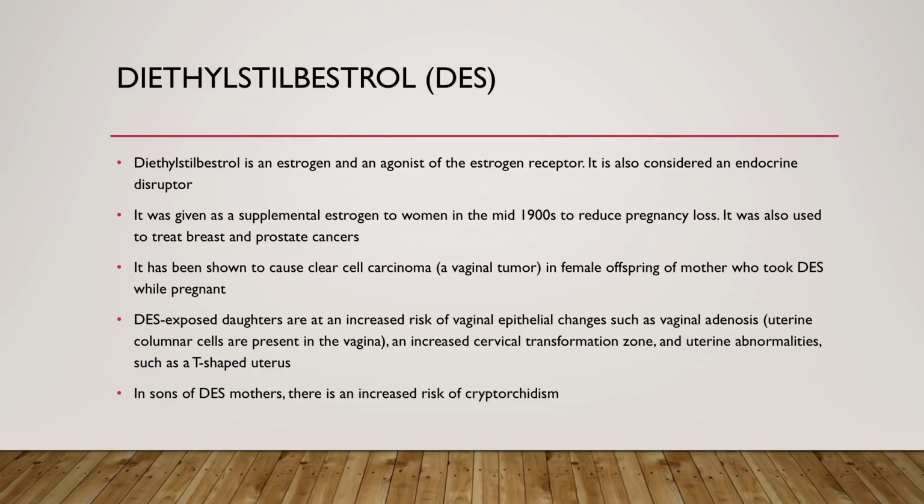DES-exposed daughters are at an increased risk of vaginal epithelial changes, such as vaginal adenosis, which is when the cells from the uterus actually are present in the vagina, as well as an increased cervical transformation zone and uterine abnormalities, such as a T-shaped uterus. The uterine abnormality can also affect the fertility. So DES, while it does not affect the mother and didn't affect the infant initially, has long-standing effects. The sons of DES mothers also have an increased risk for cryptorchidism.